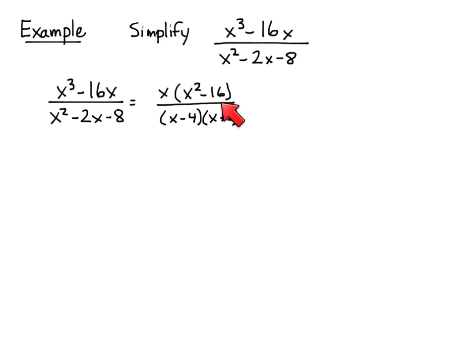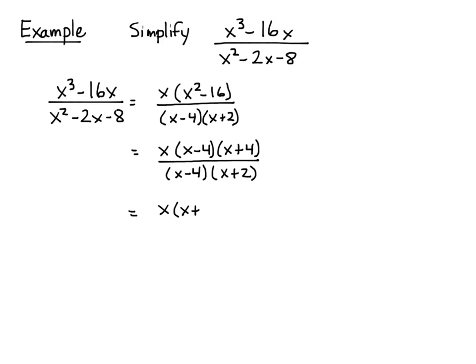Now, x squared minus 16 is the difference of two squares, so that would factor as x minus 4 times x plus 4. And so we can notice that the x minus 4 is in common in both the numerator and the denominator, so that can factor out. We can cancel that out, and we get x times x plus 4 over x plus 2. x cannot equal 4. All right?